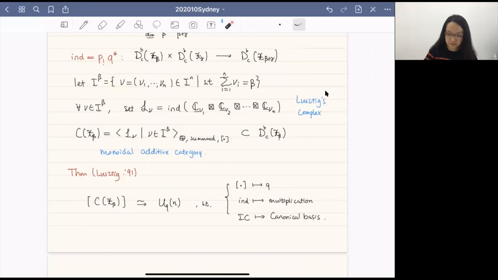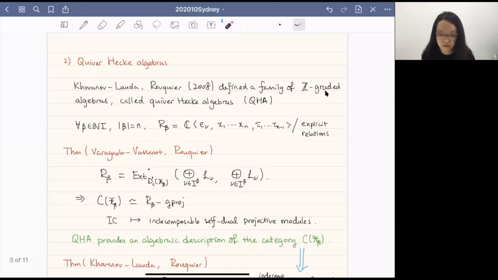Let me continue. The second episode, I would say, is the discovery of quiver Hecke algebras by Khovanov-Lauda and Rouquier in 2008. So they define a family of Z-graded algebras, which are called quiver Hecke algebras or KLR algebras. So the definition of these algebras is quite explicit. So for each beta in N I, such that the sum of beta_i is equal to n, these are some algebras given in terms of generators and relations.